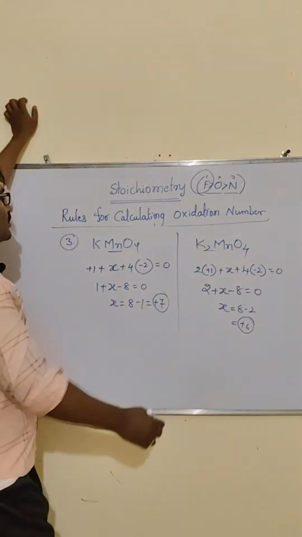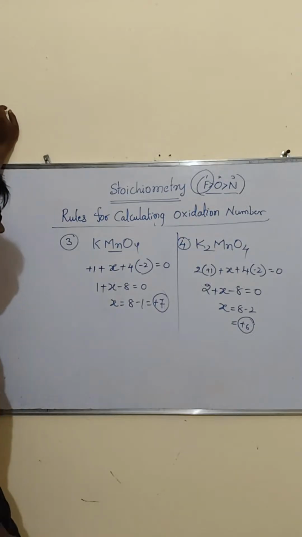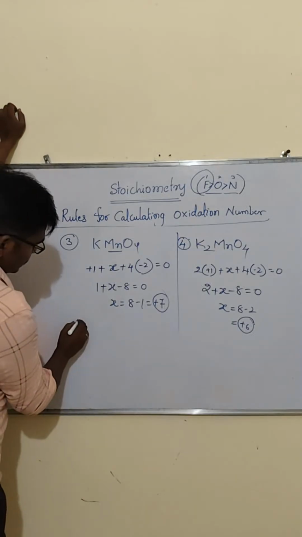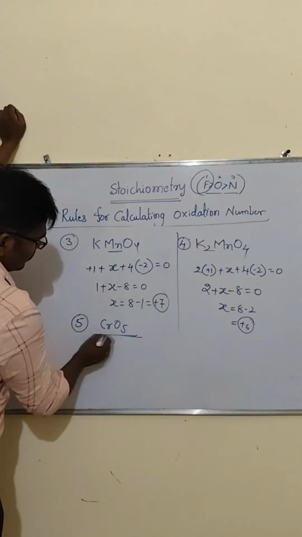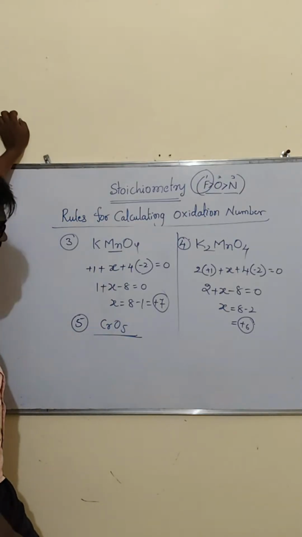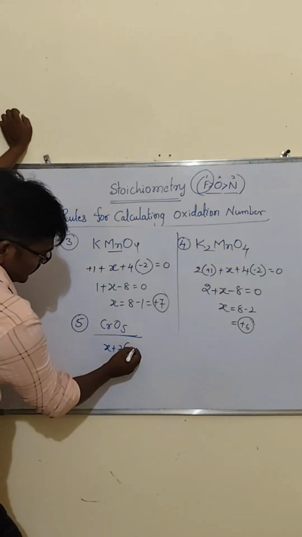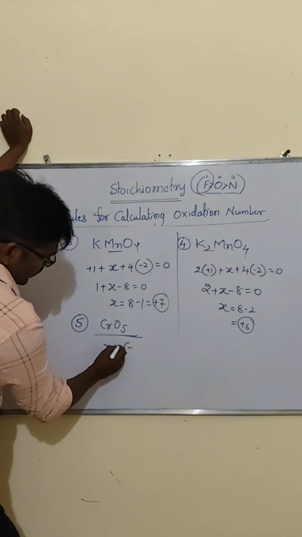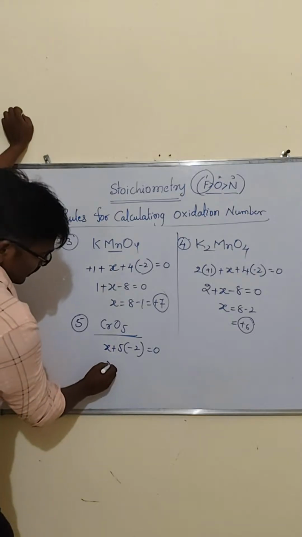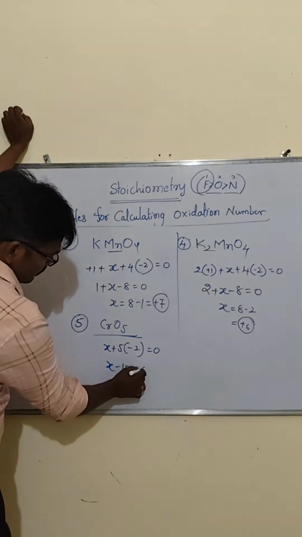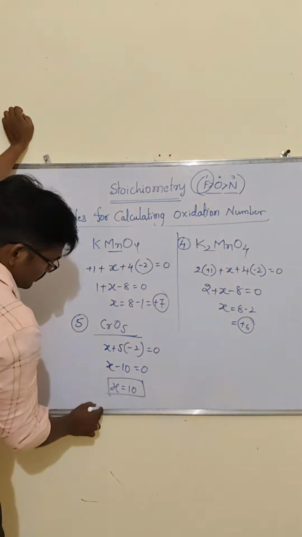So you have to find out the oxidation states like this. Then for example, in case if you take CrO5, then X plus 5 atoms are there, 5 into -2 equals to 0. Then X, then -10 equals to 0. Then X equals to 10. So oxidation state 10 coming is correct?